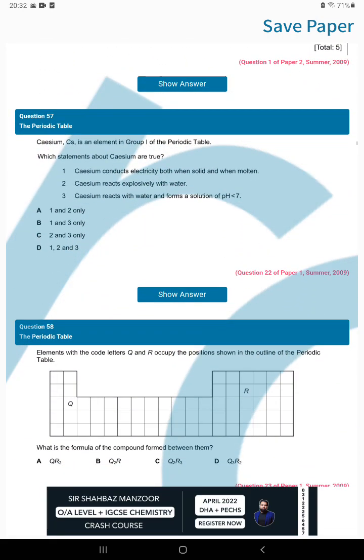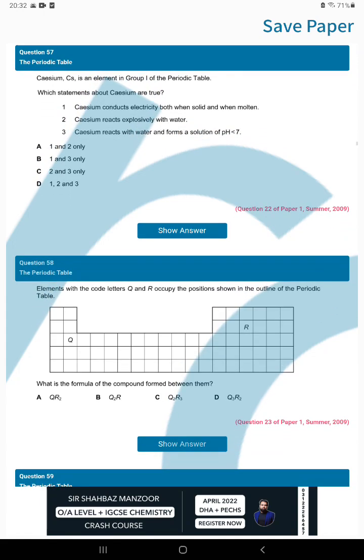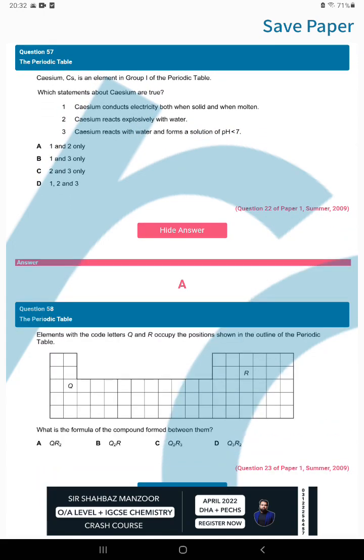Then we have: cesium is an element in group 1 of the periodic table. Which statements about cesium are true? Cesium conducts electricity both when solid and when molten. Cesium reacts explosively with water. Cesium reacts with water and forms a solution of pH 7. A. 1 and 2 only.